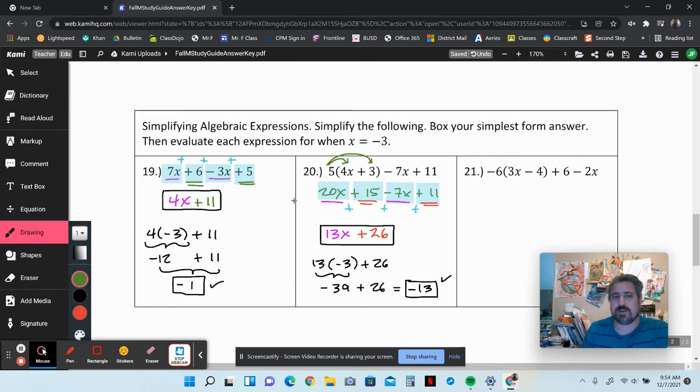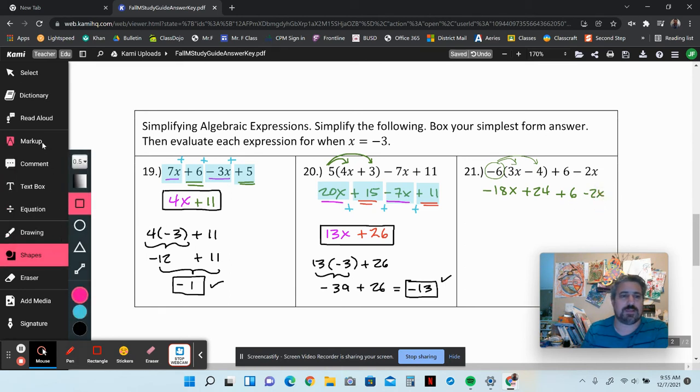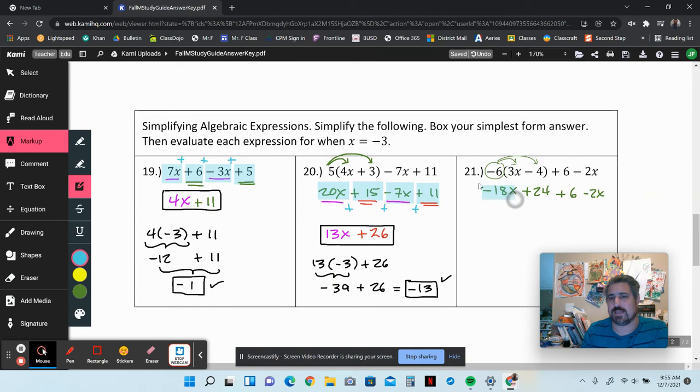So just make sure that you're being very careful when you distribute that negative to include the sign when you distribute it. This is the opposite of 6 groups of 3x minus 4. So you have to multiply through by that negative 6, not just the 6. So when you do that, you're going to get your values here. Negative 6 times 3x is negative 18x's. Negative 6 times negative 4 is positive 24. And then plus 6 and then minus 2x. Once again, to remind you guys, you're going to basically think of this as negative 18x plus 24 plus 6 minus 2x. So anyways, all this is being added together.